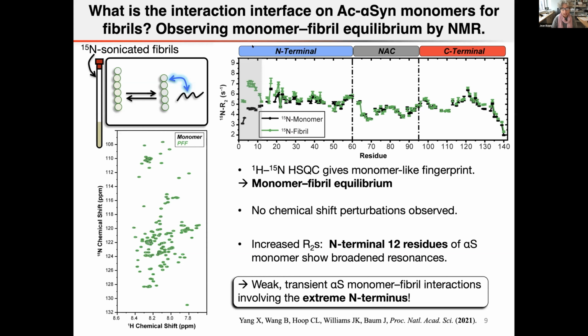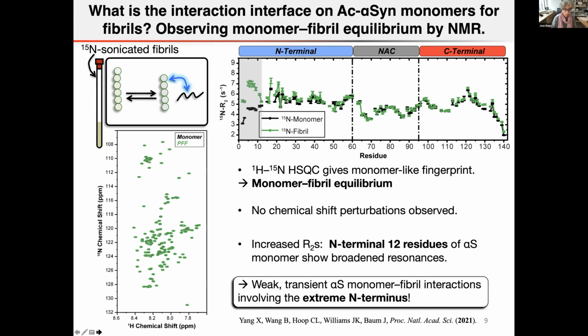These samples are really well washed, with all kinds of controls to make sure we didn't just have monomer in solution. If we look at the N15 R2 experiments, which are a measure of dynamics in solution as a function of residue, the black is the free monomer, reflecting the profile for the dynamics of the free intrinsically disordered protein, and you see it's relatively flat. But in the equilibrium monomer, the green, we see enhanced R2 values in a little region of the N-terminus, from residues 1 to 12, suggesting weak transient interactions of the extreme N-terminus of the monomer with the fibril.